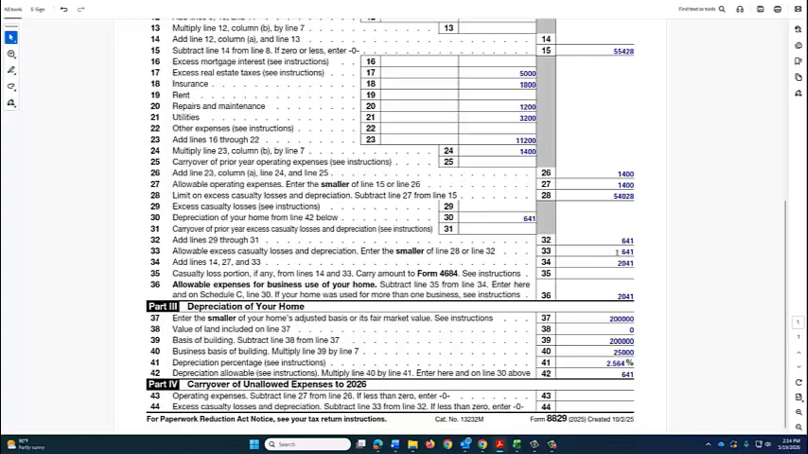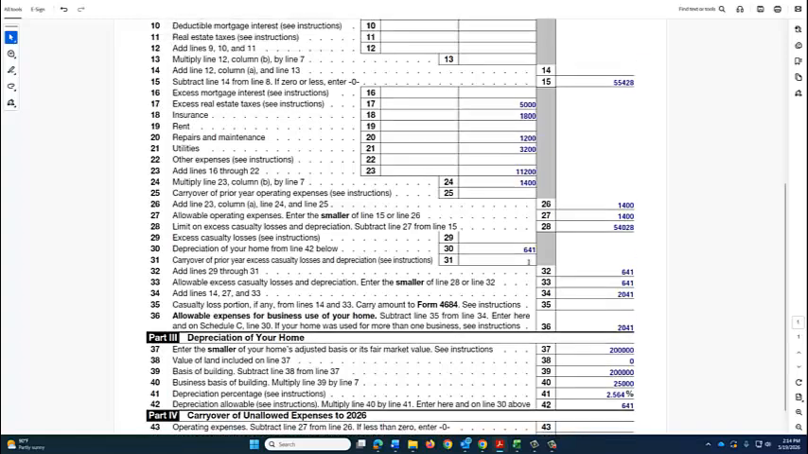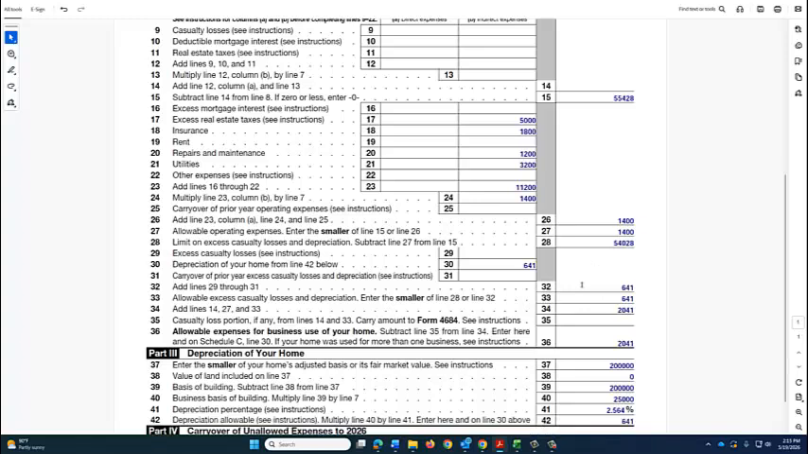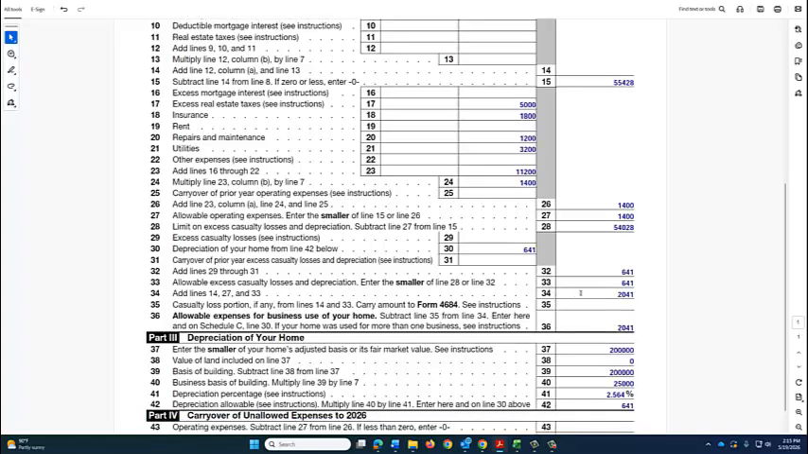Okay, we have no carryover, so we're going to add lines 29 through 31 to bring down the 641. We're going to enter the smaller of 28 or 32, and that's the 641. And we're going to add lines 14, 27, and 33. So 14 is nothing, 27 is 1,400, and 33 is 641. So when we add that together for line 34, we get $2,041. There is no casualty loss to report.